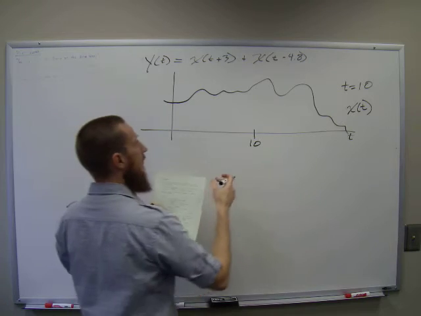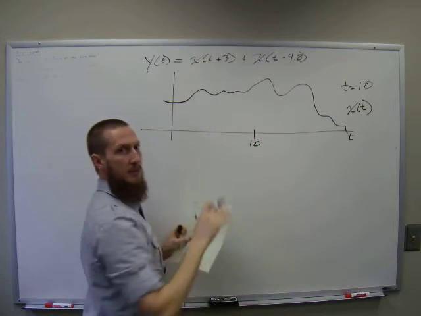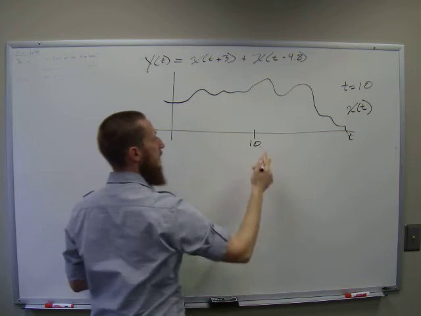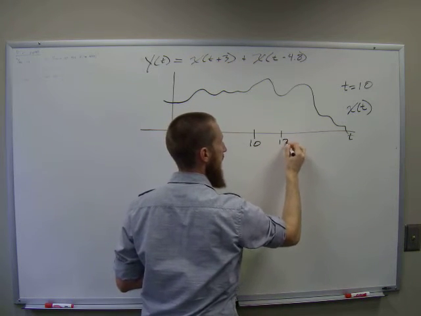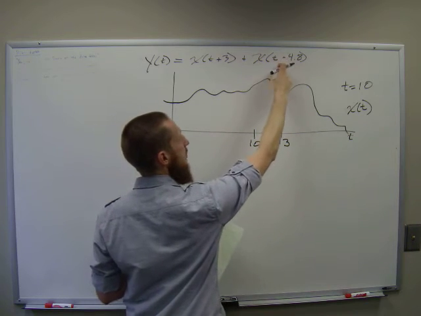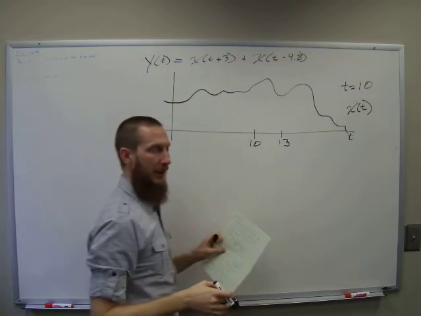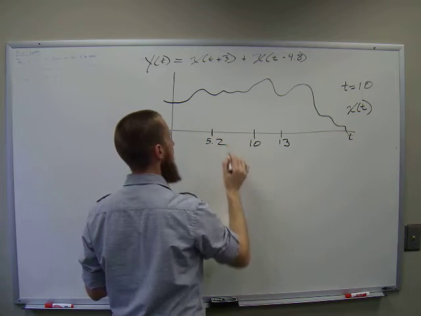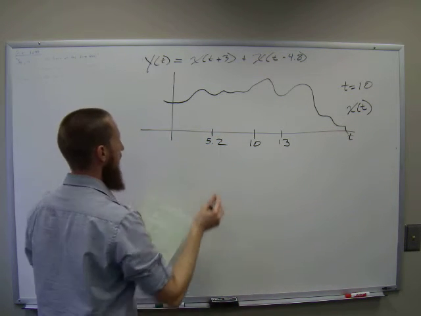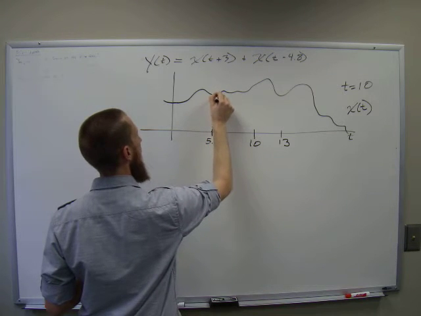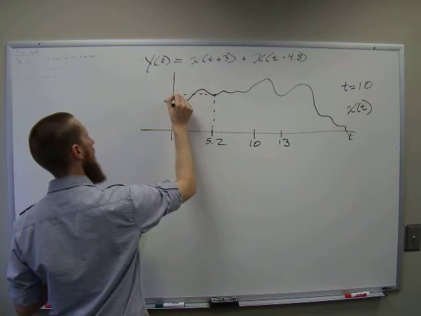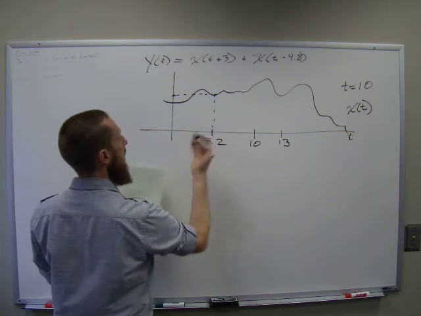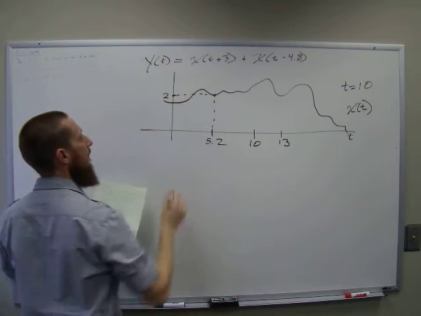And so, if t is equal to 10, in this term, we've got 10 plus 3, which is 13. And in this term, we have 10 minus 4.8, which is 5.2. And so we can trace these up, find a point on the axes and trace these over here. And let's say that this point is going to be, I don't know, 2.